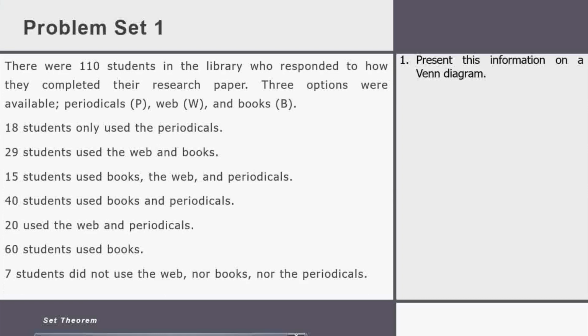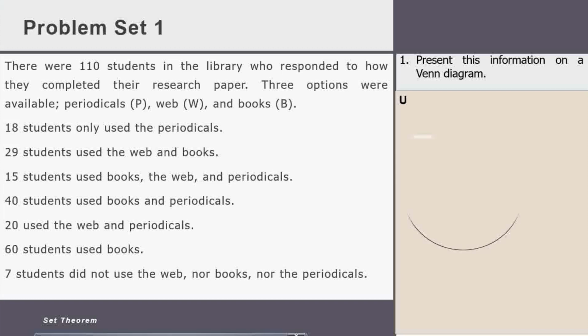All right, so now let's look at how we can construct a Venn diagram. So the first thing that we need to note here is that the total number of students that we have in this library is 110. So this 110 therefore makes up what we call the universal set. So the first thing we need to draw therefore is a universal set labeled by letter U. So what we have here is a universal set. Then now we can present the 3 sets within this universal set, which is a set of all the students who were in the library and who responded to how they completed their research paper.